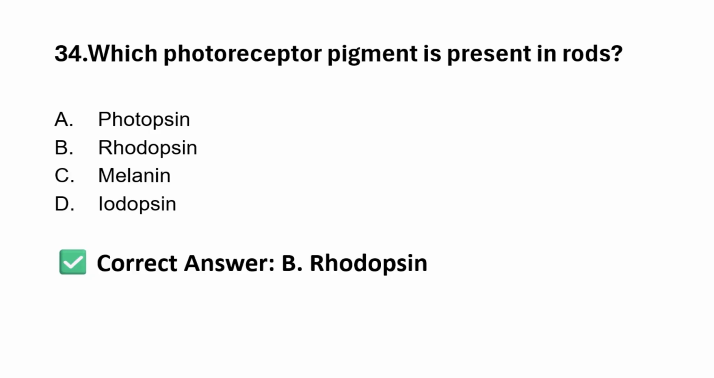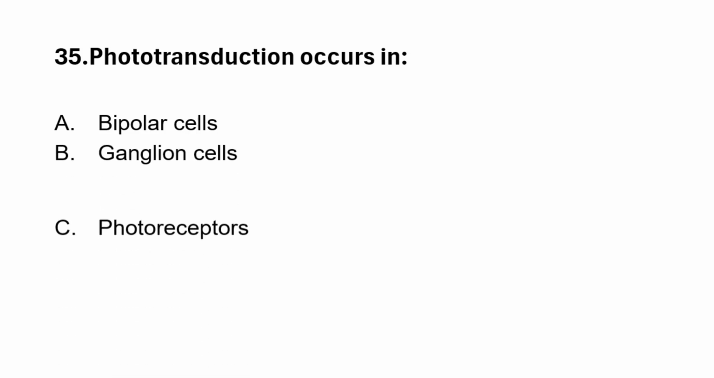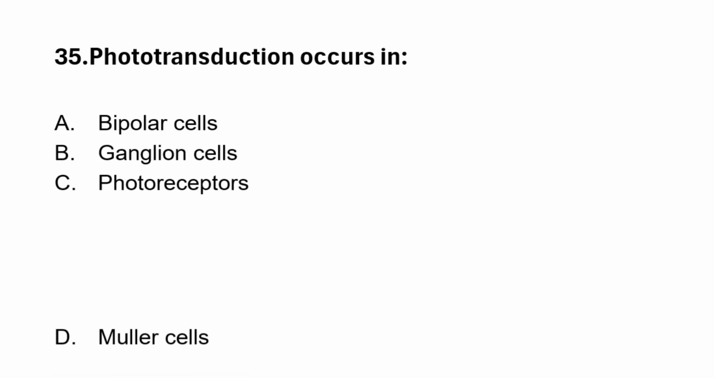Moving to the next question, question number 35. Phototransduction occurs in option A bipolar cells, option B ganglion cells, option C photoreceptors, and option D Muller cells.